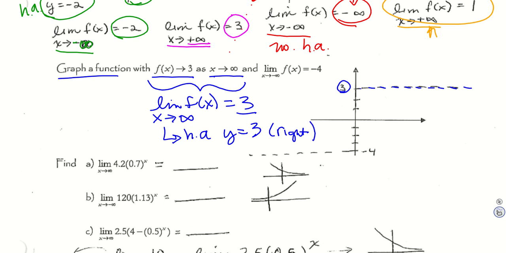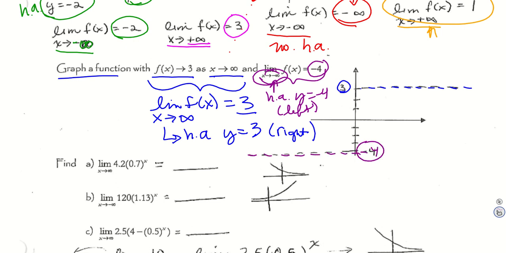This statement here says that my limit of f of x as x approaches negative infinity, so off to the left, equals -4. -4 is a constant. So you can see that I have drawn a horizontal asymptote at y equals -4 to the left, right? Because x's go to negative infinity as they go left. So here's my horizontal asymptote, and it approaches -4. So my job is to graph a function that would behave that way.